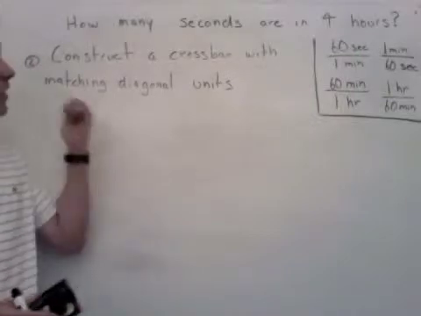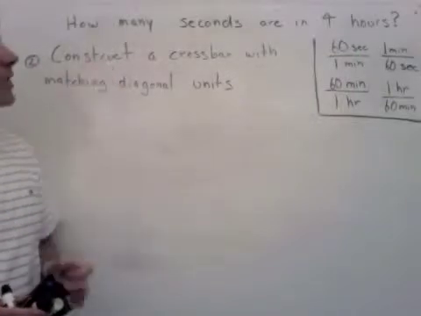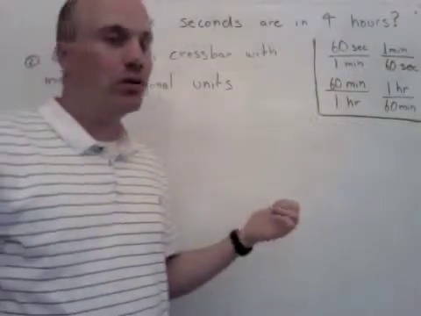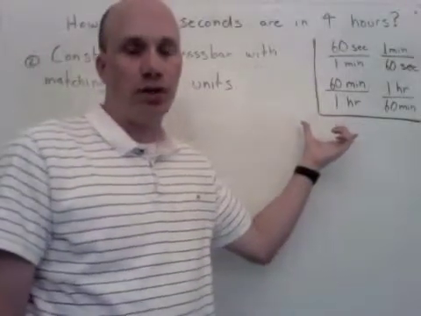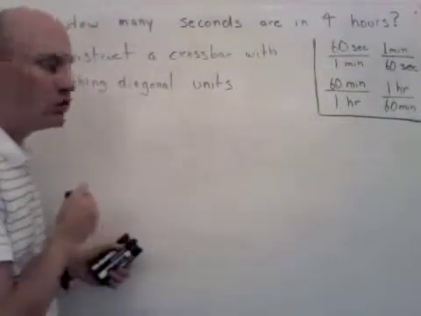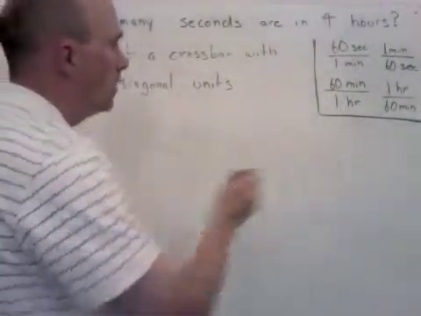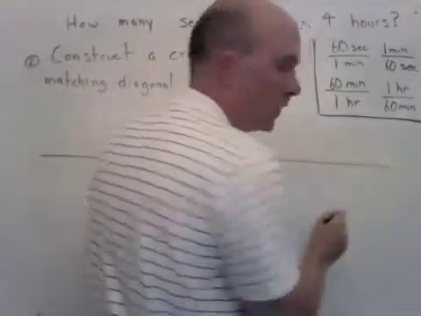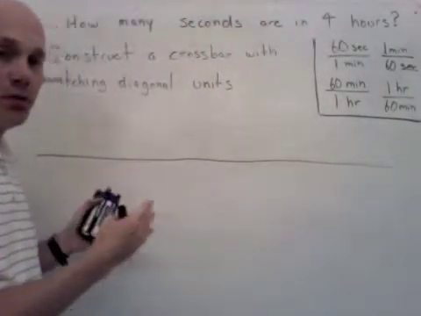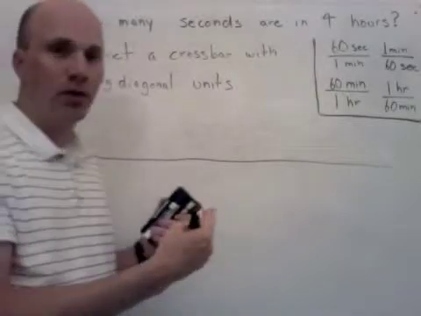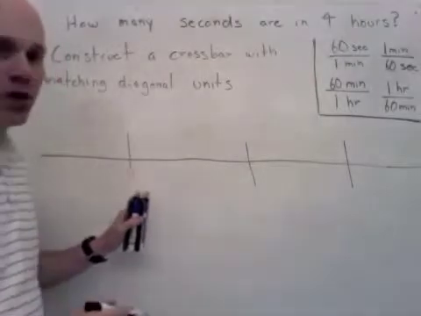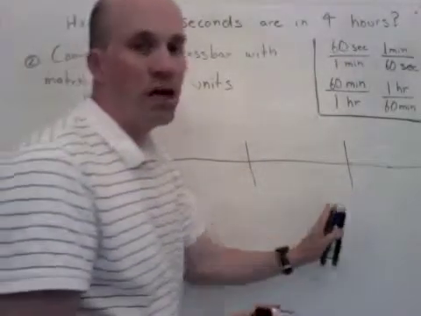Okay, so we're moving on to step number 2, which is to construct a crossbar with matching diagonal units. In order to do this, we're going to be using those fractional relationships that we developed in the previous step. The first thing that you're going to want to do is to draw one really long horizontal line. Sometimes this line is going to need to be pretty long, sometimes it can be pretty short, but you'll get to learn the differences between when you need a long line or a short line. What you're going to do is put a couple of vertical lines through it like this.